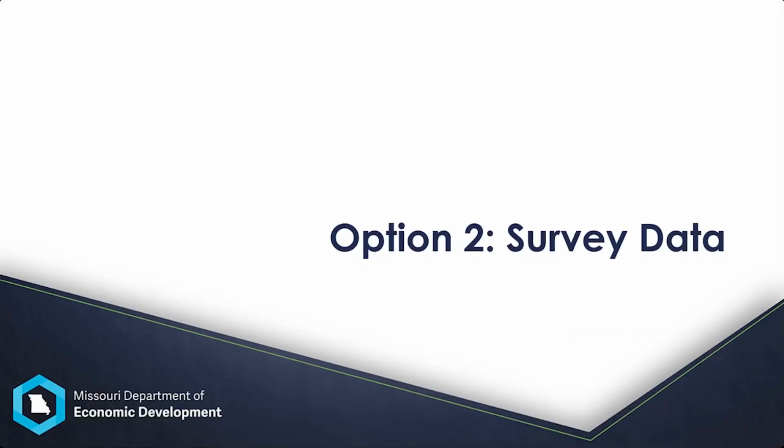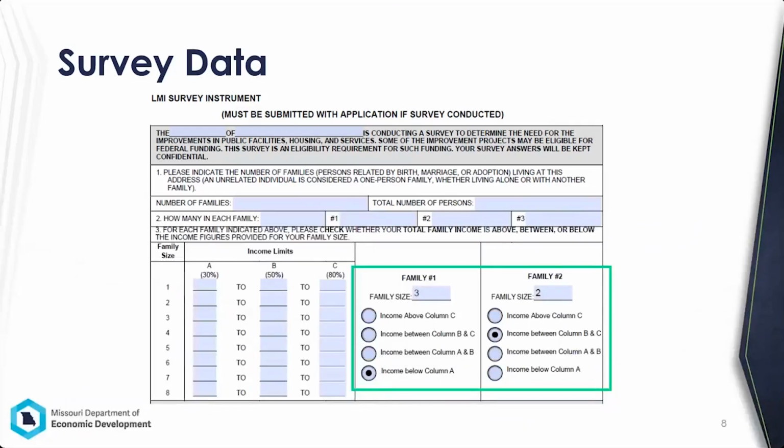Option 2 applies when meeting the LMI national objective via survey. First, we need to tally the income data from surveys. On the screen is a snip of our survey template that would have been used during the pre-application phase to determine LMI status. We'll take a look at the reported income and family size. This will tell us how many persons fall into each of the LMI breakdown categories for this household.